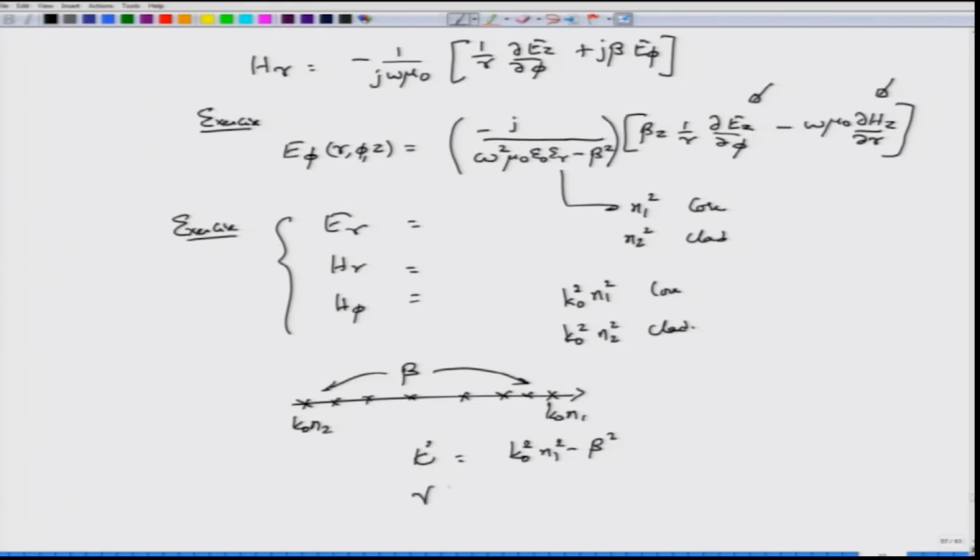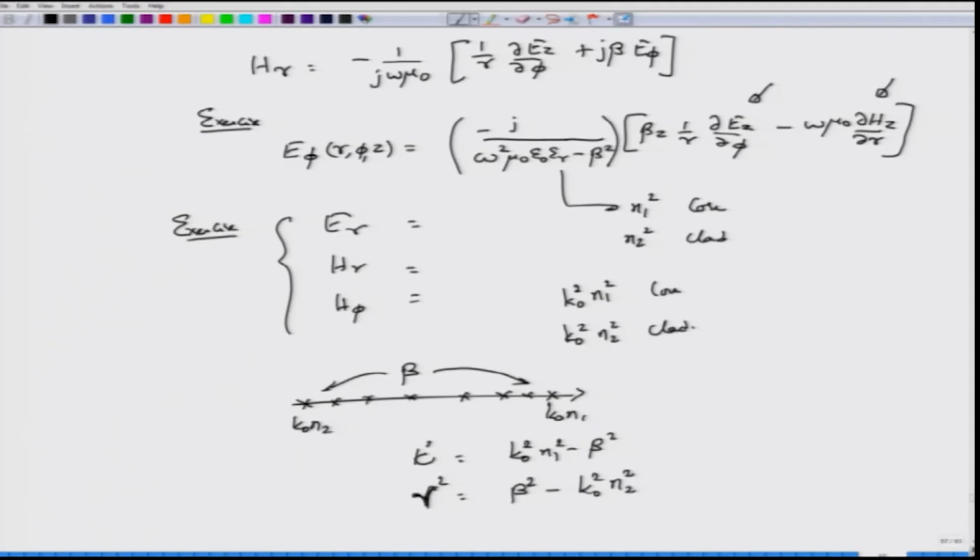And outside the core, we know that the fields are going to decay with a decay constant, let us say gamma, which we define in a manner very similar to the slab waveguide as well. So, gamma square will be beta square minus k0 square n2 square. So, please do these exercises, these are very important for you to understand the next steps, or rather the boundary condition where you are going to derive the characteristic equation.